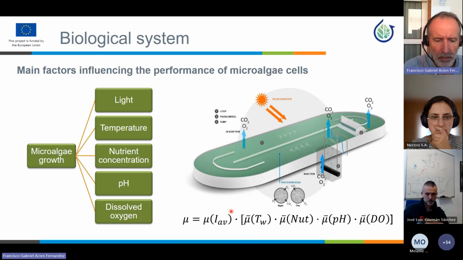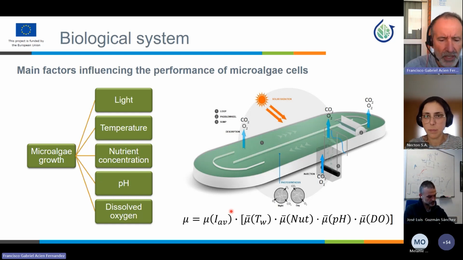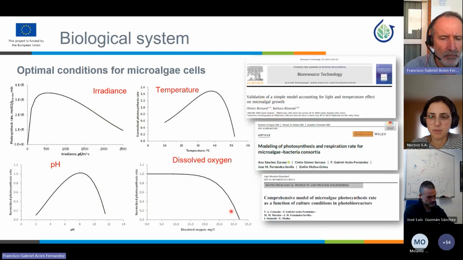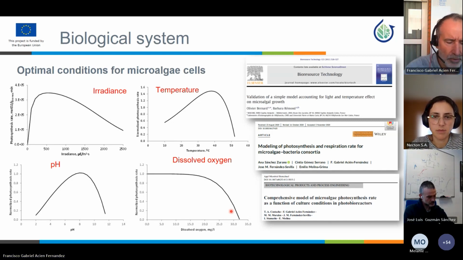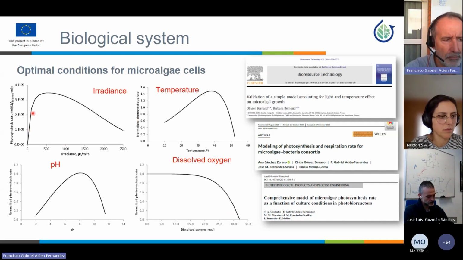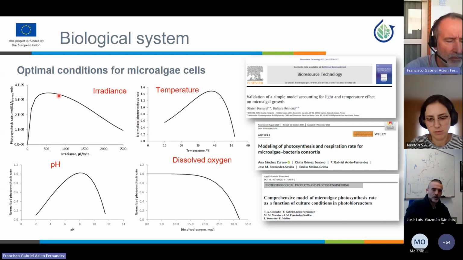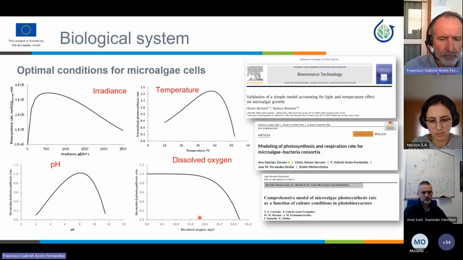We already developed models able to predict the effect of these parameters on the performance of the cells. Most of these models are obtained in the laboratory. I mean, we provide fixed conditions to the microalgae cells, and we are able to evaluate the response of the photosynthetic rate, the photosynthetic response to the irradiance, to the temperature, to the pH, to the dissolved oxygen.